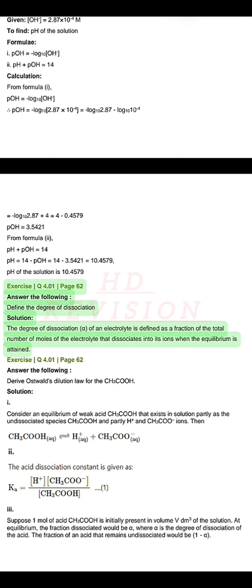Exercise Q 4.01, page 62. Answer the following. Define the degree of dissociation. Solution. The degree of dissociation alpha of an electrolyte is defined as the fraction of the total number of moles of the electrolyte that dissociates into its ions when the equilibrium is attained.